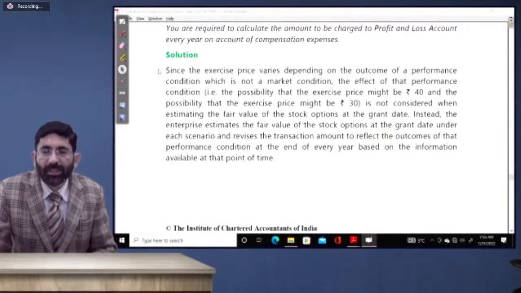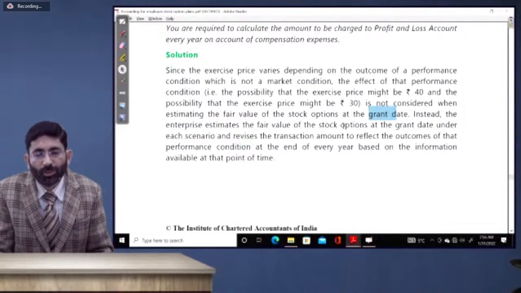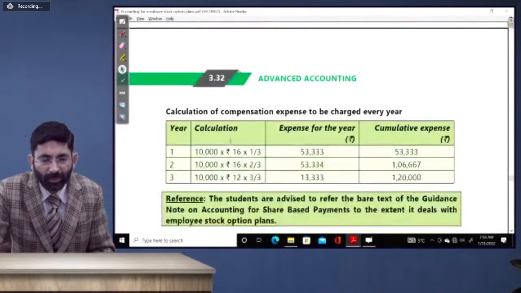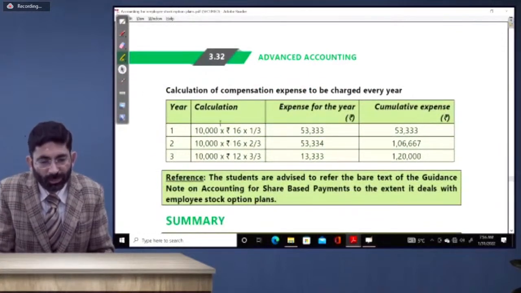Since the exercise price varies on the outcome of a performance, which is not a market condition, the effect of the performance is not considered when estimating the fair value of the stock option at the grant date. Instead, the enterprise estimates the fair value of the stock option at the grant date under each scenario and revises the transaction amount to reflect. Means whatever we have discussed, that will happen. So at the end of first year, we are expecting a loss of 16 per share.